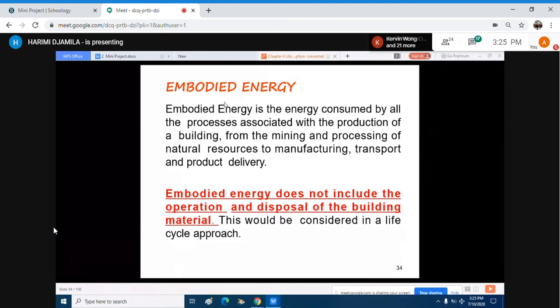So, embodied energy. I have another definition: it is the sum of all energy required to produce any goods or services, considered as if that energy was incorporated or embodied in the production itself. It's linked to the product, it's embodied in the product itself. So when we talk about embodied energy, it means we have already excluded the operational and disposal stages of the material.